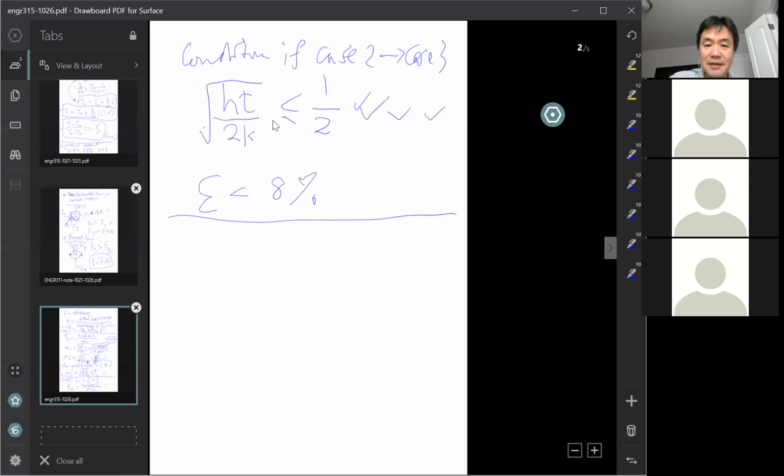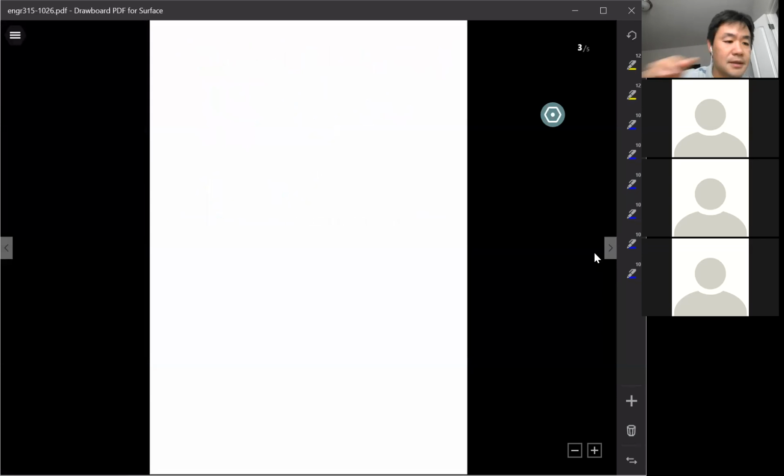If this condition is satisfied, what do I mean by safe to use the case 3 equation for case 2? Safe means the error will be less than 8%, so it is okay. This is what we have so far on the theory part. Now let me give you an example before we continue on to other contents. The example is example 2.9. Any question before I move on?